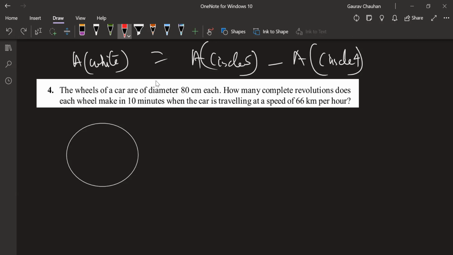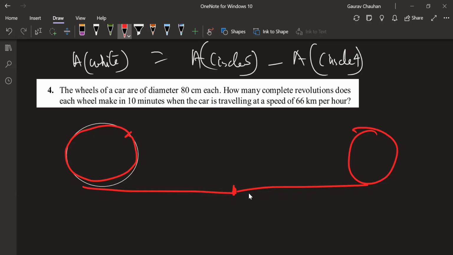Total length. That length is after all what? It is repetition of this circumference. This circumference you will lay down once, we will reach here. Circumference you will put down once more, we will reach there. So whatever total distance you have traveled is one circumference times the number of rotations. Correct?